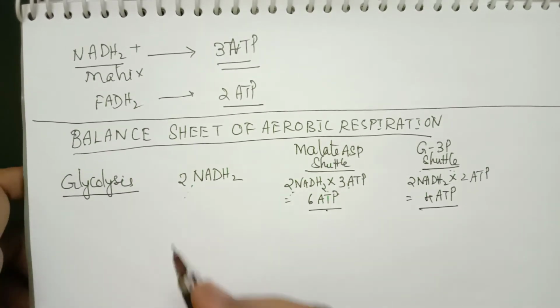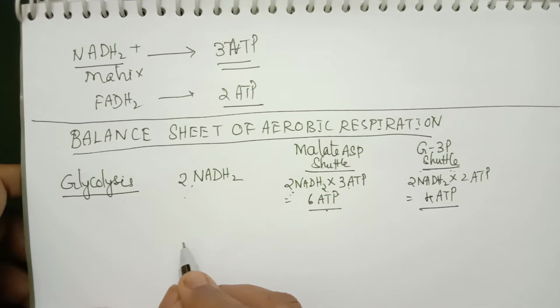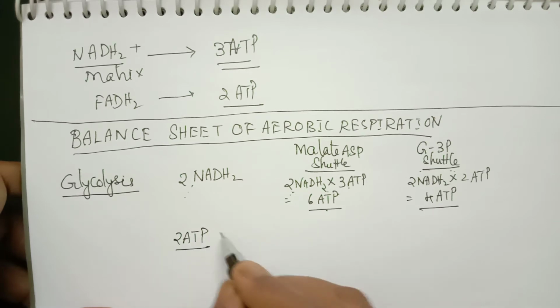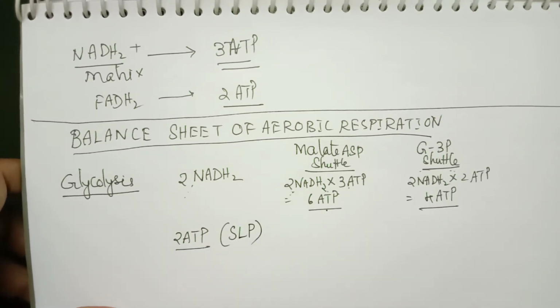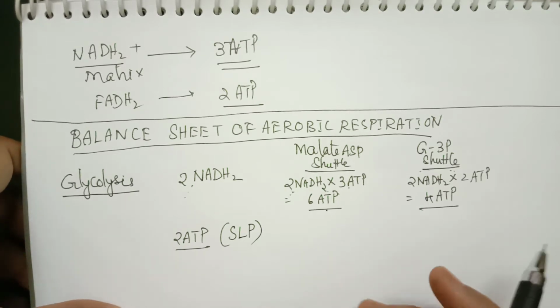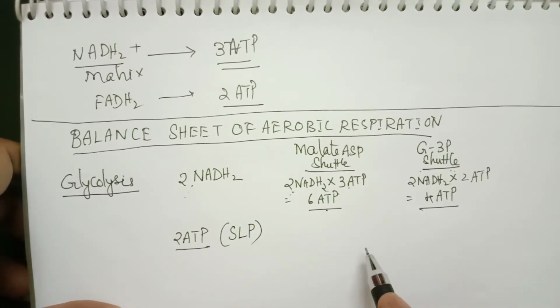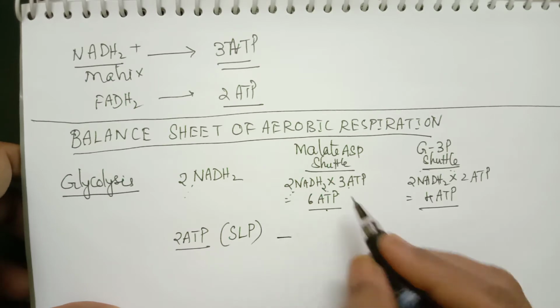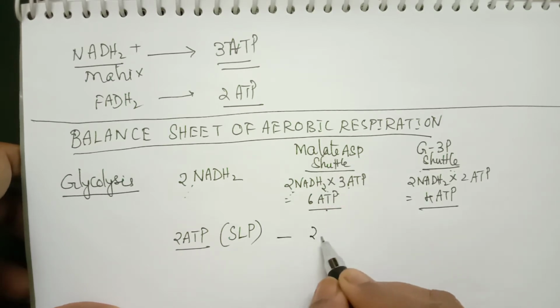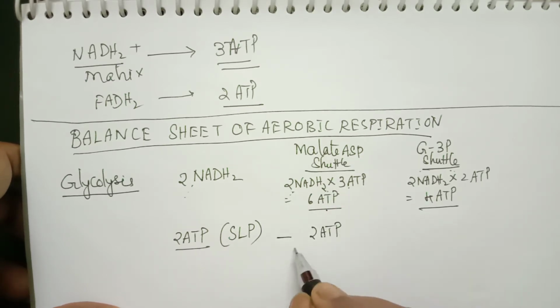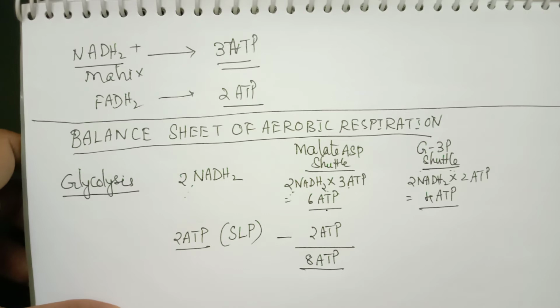And in glycolysis, we also find there is formation of direct ATP. 2 ATP are formed during substrate level phosphorylation. So, if it is malate aspartate shuttle, if we add 2 ATP here, a total of 8 ATP we are going to get at the end of glycolysis.